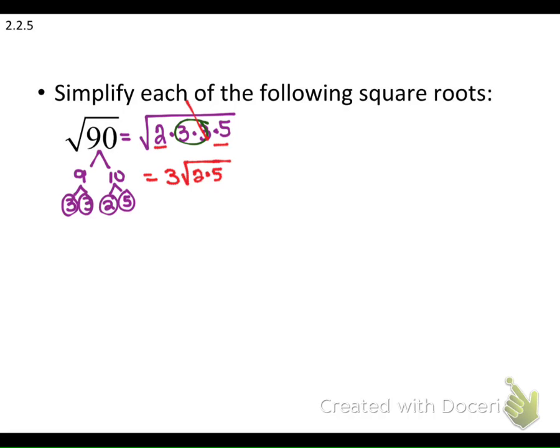Then you move on to step 4, which says simplify your outside number, which is your coefficient, which there's nothing to simplify with that, and simplify your inside number, your radicand, which is 2 times 5, which is 10. So your answer is 3 square root 10.